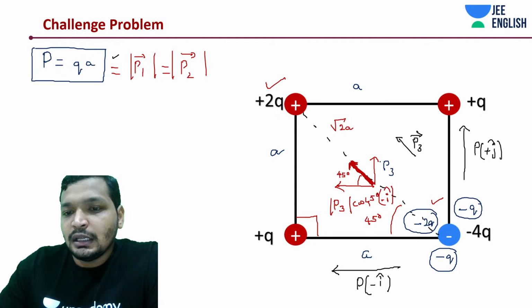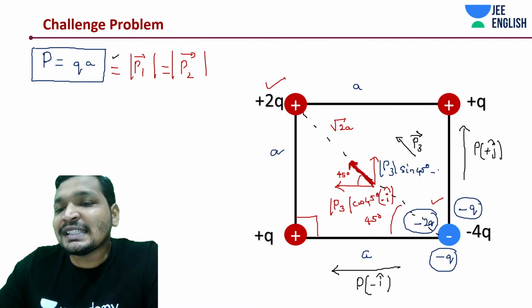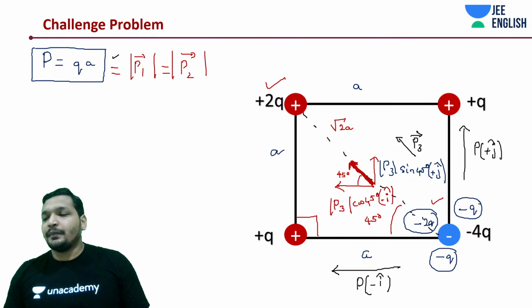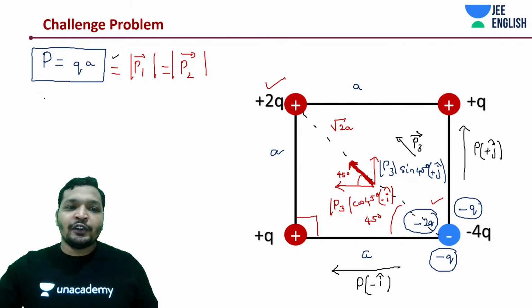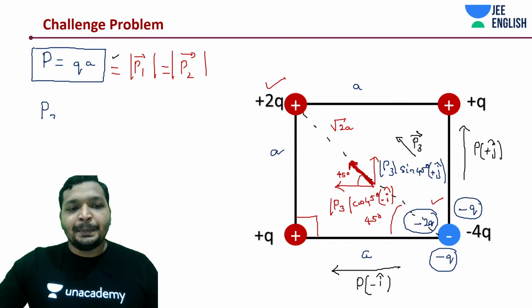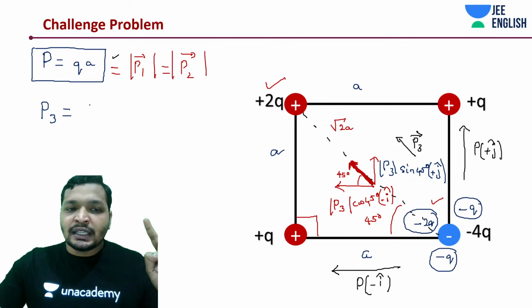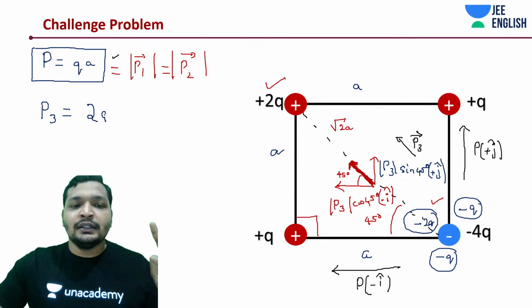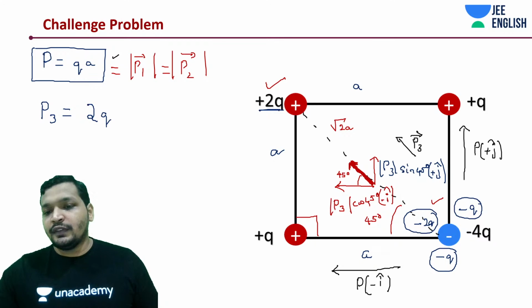And what about this? P3 sine 45, minus j cap or plus j cap. It's plus j cap, not minus j cap. Simple. Add them all. First of all, we need to find out the value of P3 in terms of P. What is the magnitude of charge in this case, students? 2q, right? This is plus 2q. Here we have minus 2q.